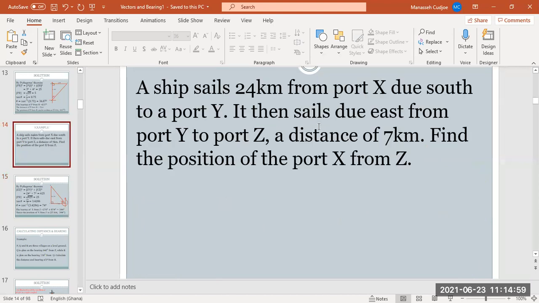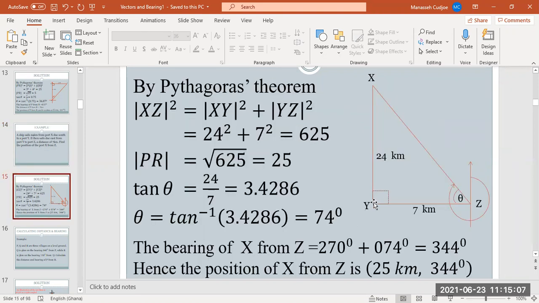It then says the journey is from port Y to port Z. So now you are here. When you are here, have your cardinal points: north, east, west, south.